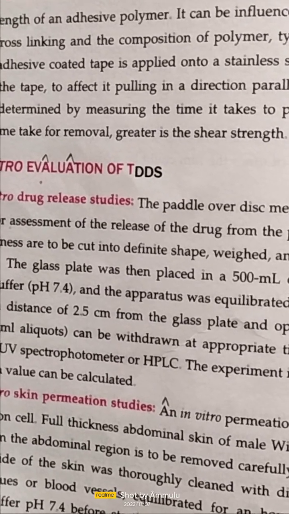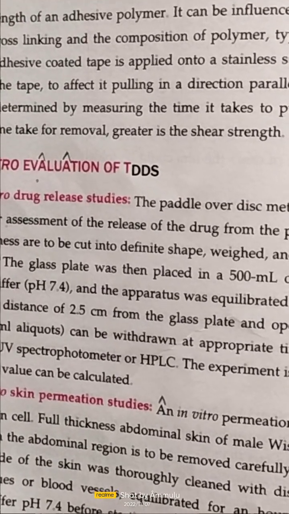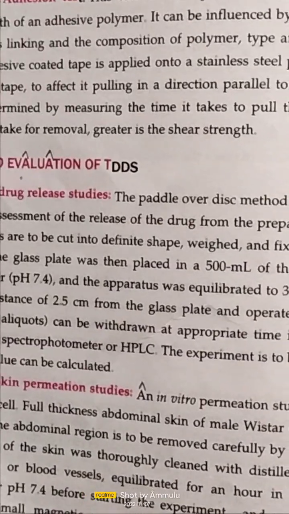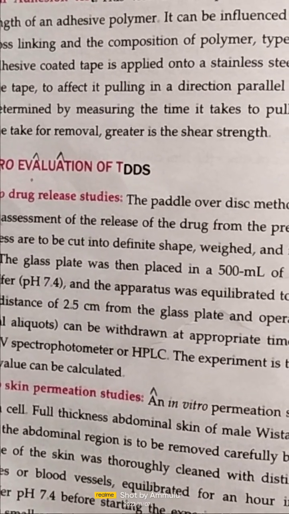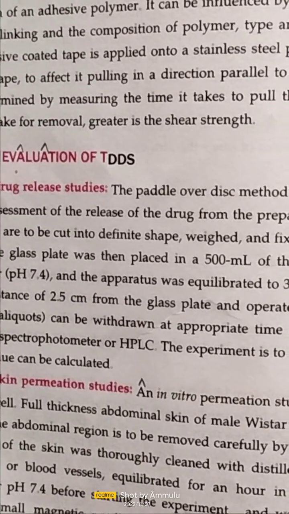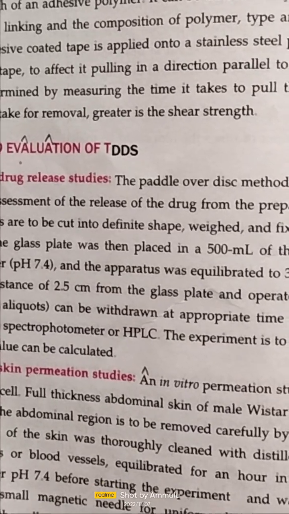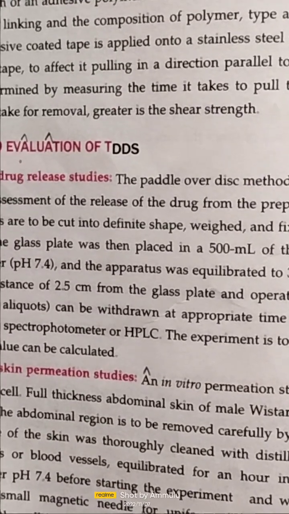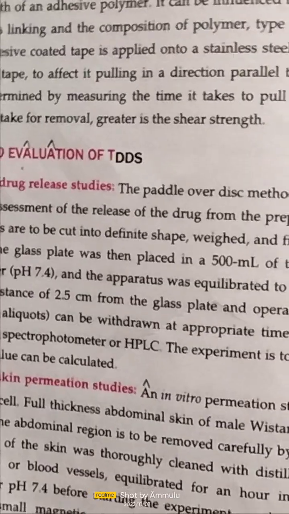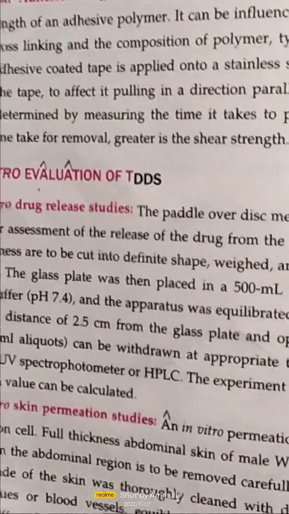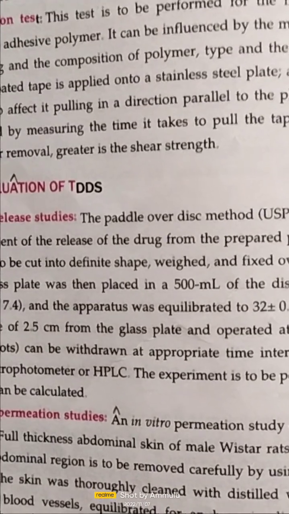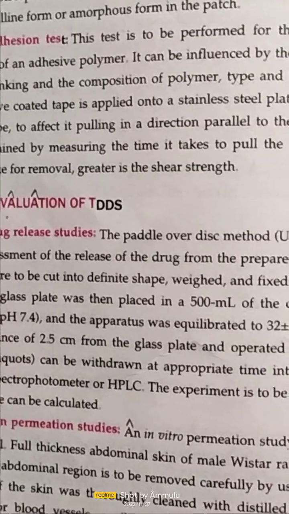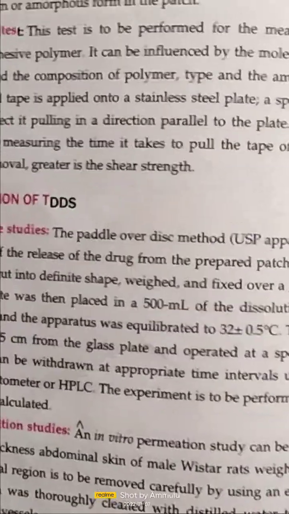Samples are filtered through the filter medium and analyzed spectrophotometrically or by using the HPLC method. The flux can be determined directly as the slope of the curve between the steady state values of the amount of drug permeated versus time, and permeability coefficients will be deduced by dividing the flux by the initial drug load. This is the in vitro evaluation. Here in this in vitro evaluation, the rat skin piece is taken outside the body, and then we perform the experiment.